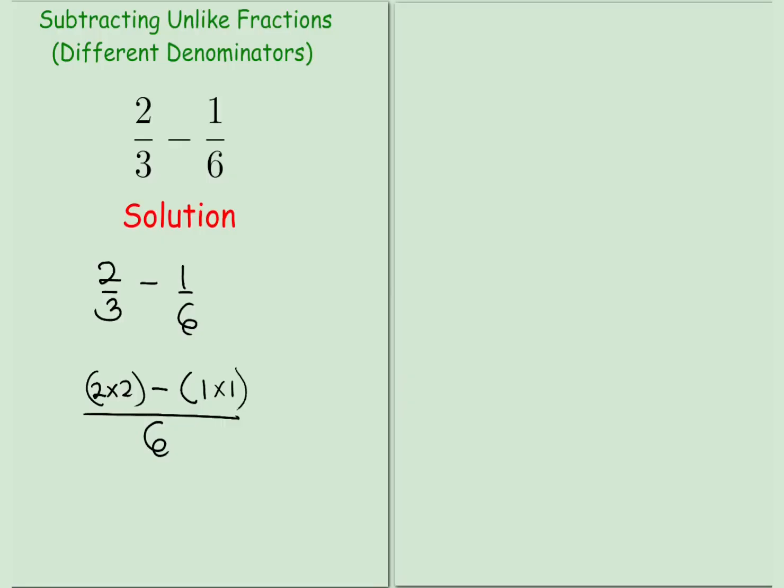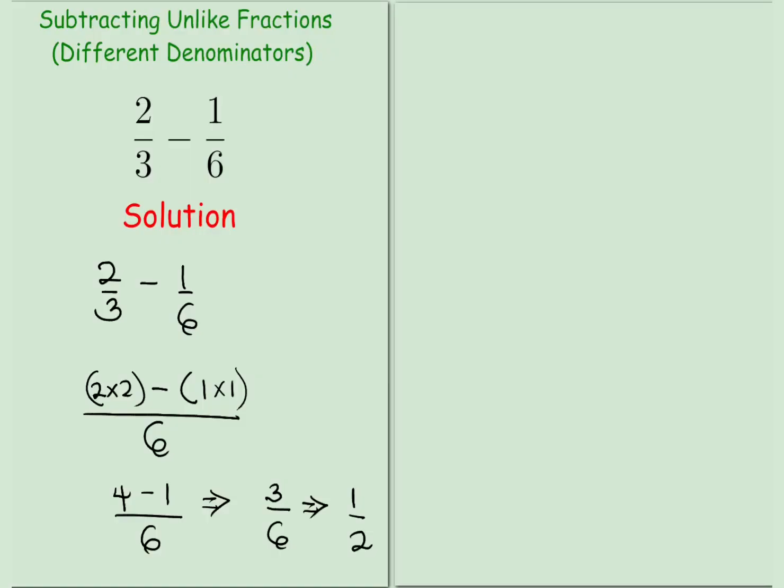Then we now simplify further. So 2 times 2 gives us a 4. 4 minus 1 times 1, which also gives us a 1, all over your 6. Evaluating further, you then have 4 minus 1, which gives us 3 over 6, which can then also be simplified further to give us 1 over 2. As simple as we have it here.